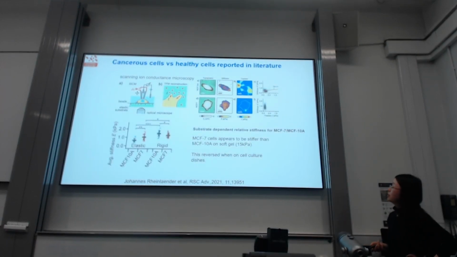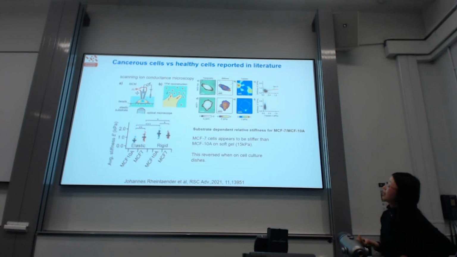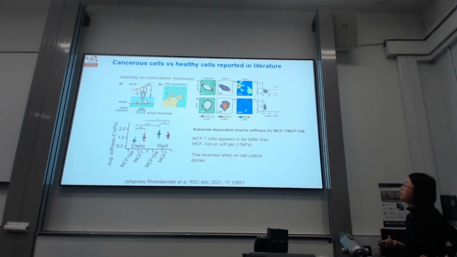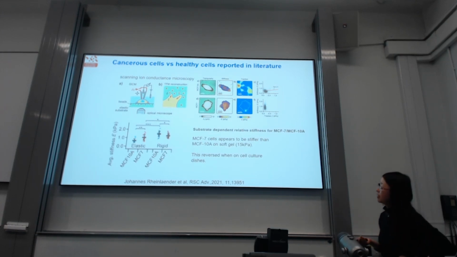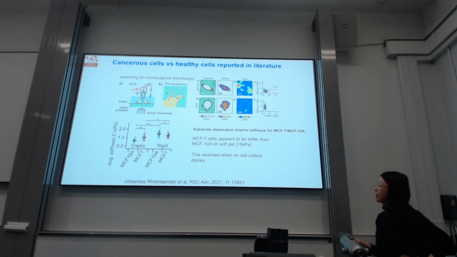Let me also try to find what else we can find in the literature. Later we found people also use a different technique, called the scanning ion conductive microscope, to measure the localized properties. When they take the average of the localized properties, they also found that the relative stiffness between the healthy and the cancerous cells is actually material dependent.